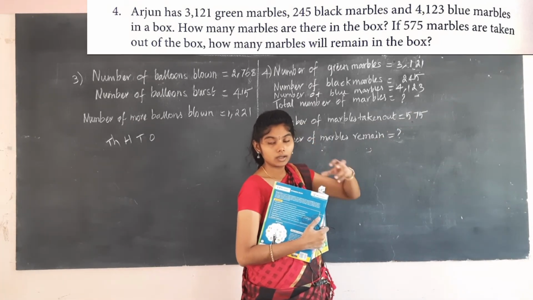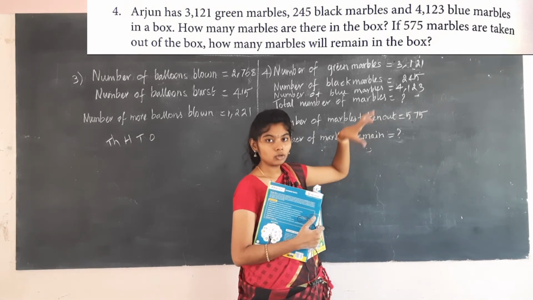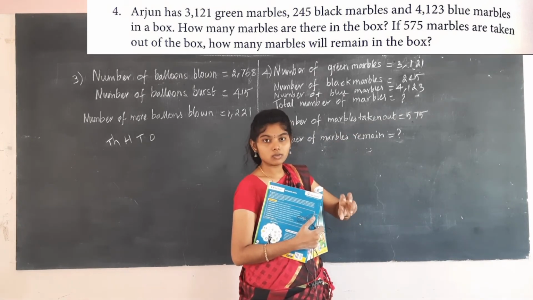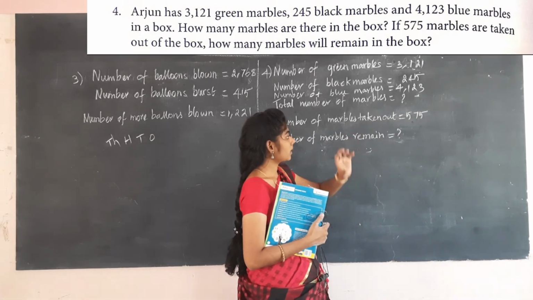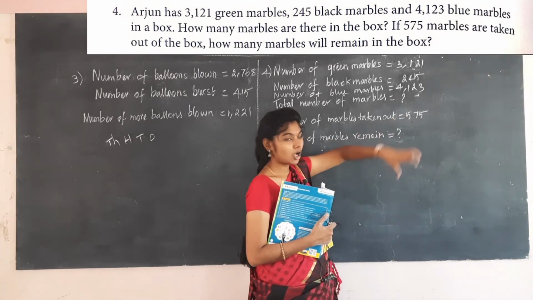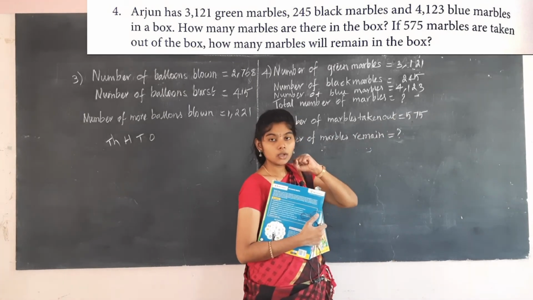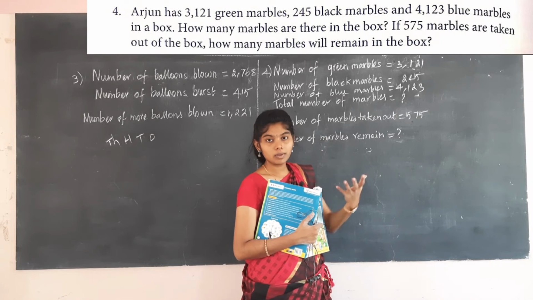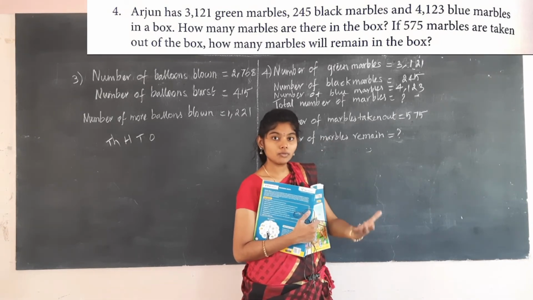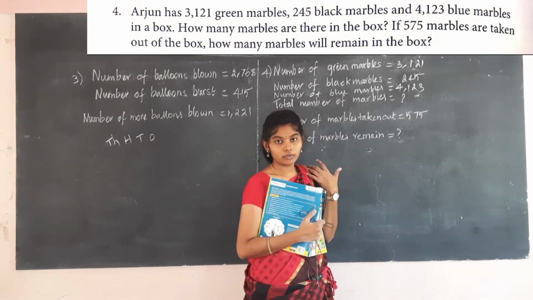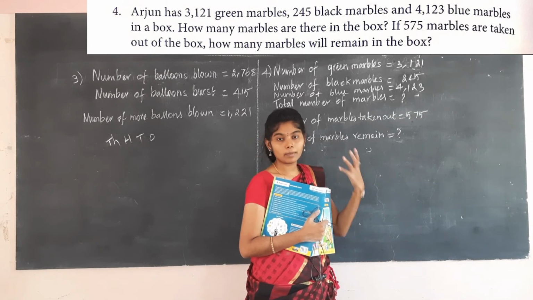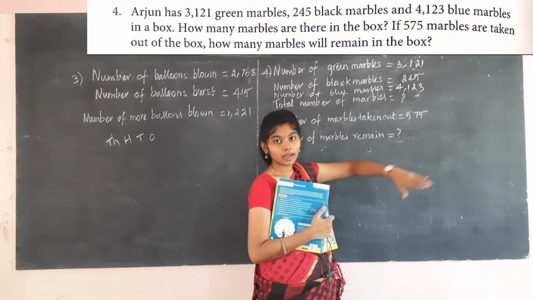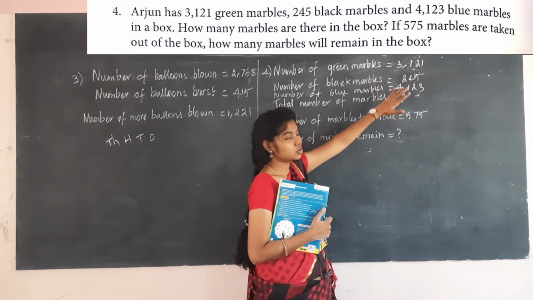You will find how much there is in total by adding those three numbers. In that box, it will be that many marbles. So from that box, you are going to take out 575 marbles. When you take that out, there will be some marbles remaining. That number of remaining marbles we are going to find. To find that, we have to subtract the number 575 after adding to get the total number.